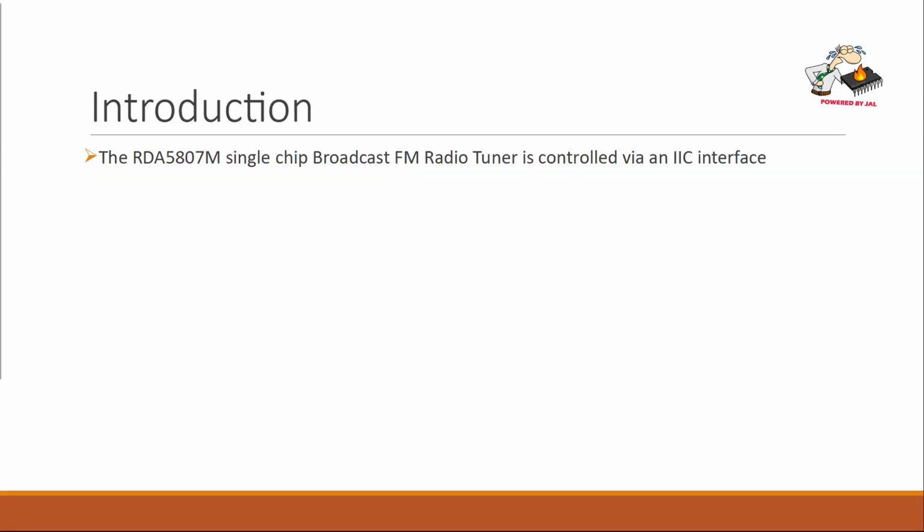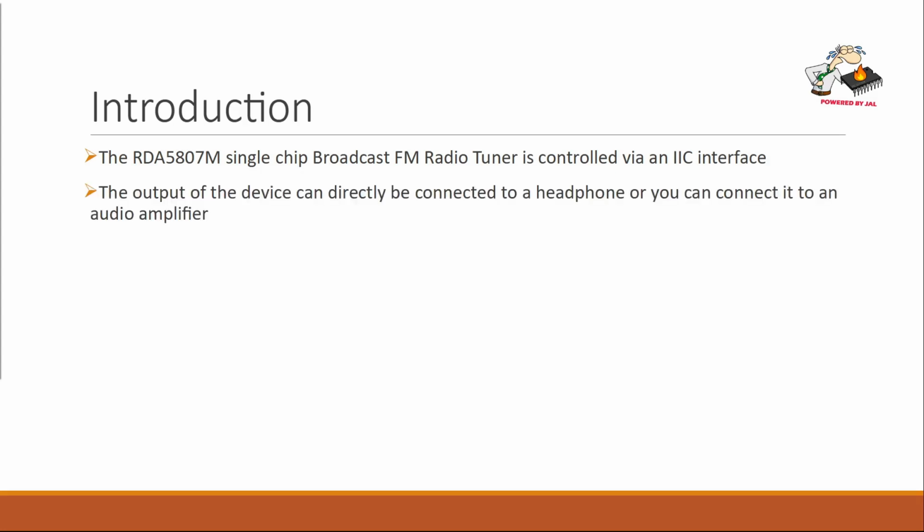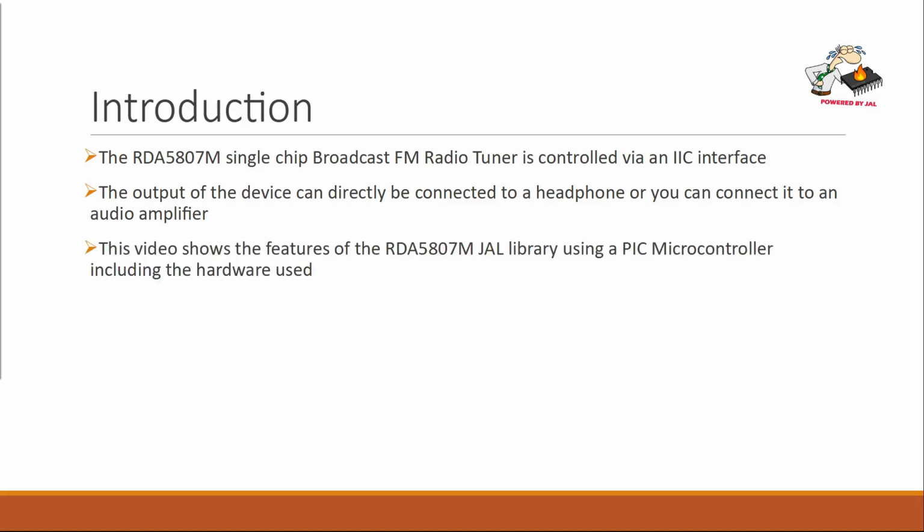So this RDA5807M single chip broadcast FM radio tuner is controlled via an I2C interface. And the output of the device can directly be connected to a headphone, but you can also connect it to an audio amplifier, which is done in this video. This video will show the main features of this JAL library, and I'm using a PIC microcontroller, and also the hardware that is used will be demonstrated.